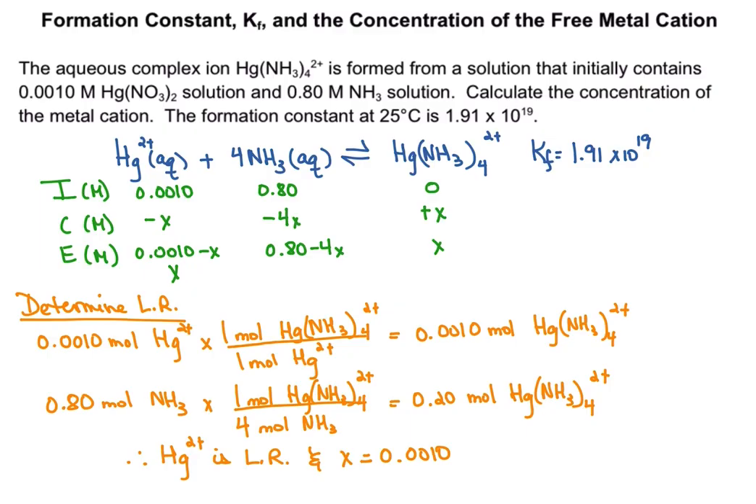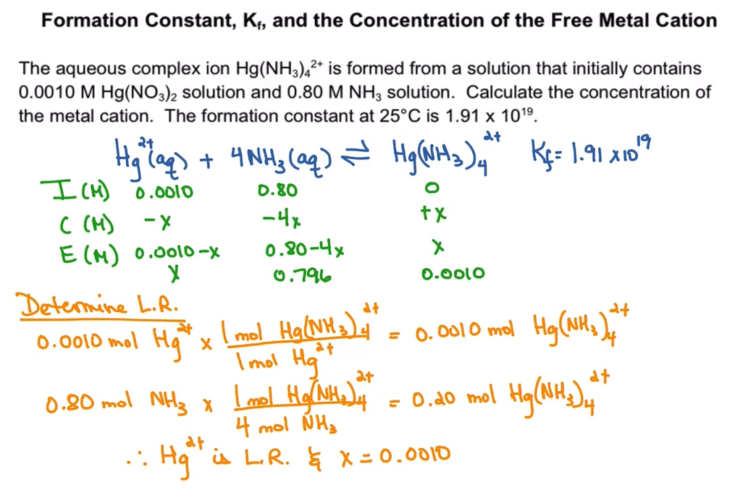But for ammonia, we can go ahead and solve for it. 0.8 minus 4 times 0.0010, and this gives me 0.796. And for the complex, we can call that 0.001. All right, we got all that we need. We have our ICE table. We determined our limiting reactant. Our limiting reactant will allow us to solve for equilibrium concentrations.